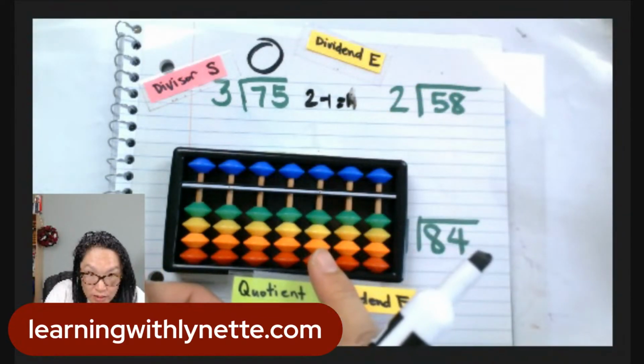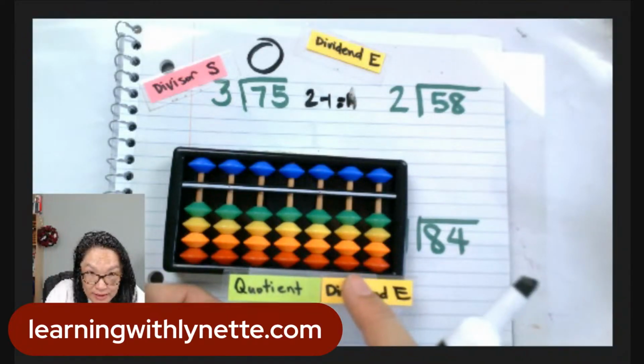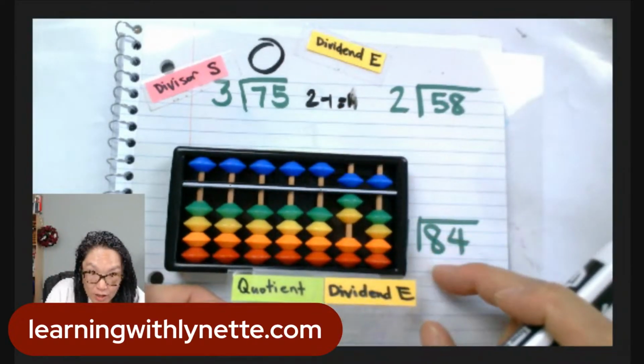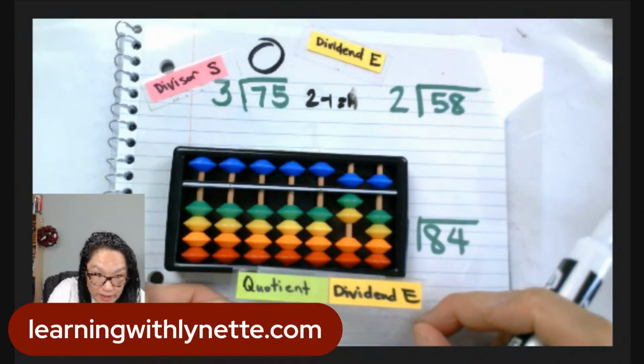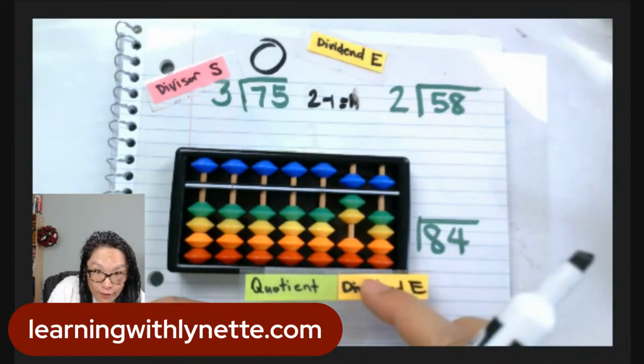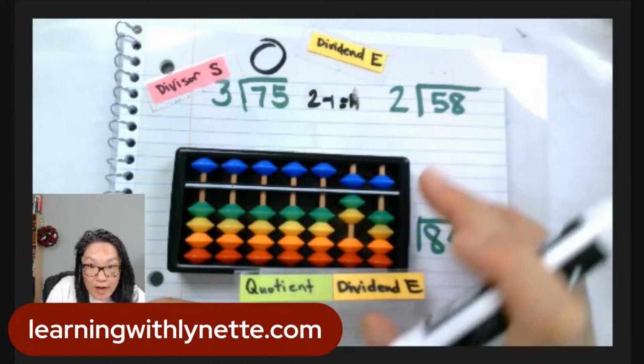My quotient will be 1. My dividend is these two here, so I'm going to put 75 on my abacus. The reason why is because I'm going to subtract from here. It's going to help me keep track, right?